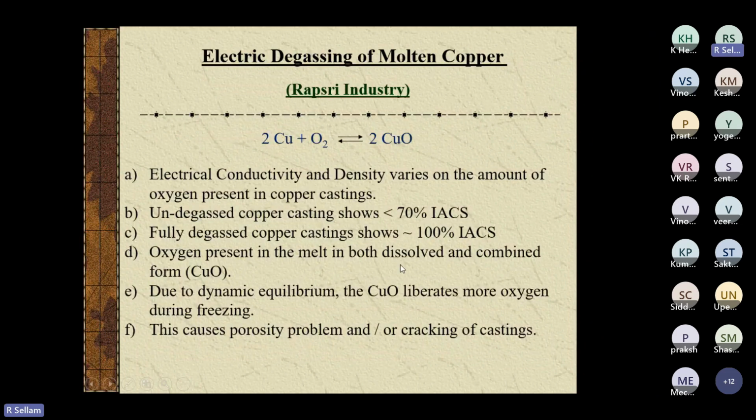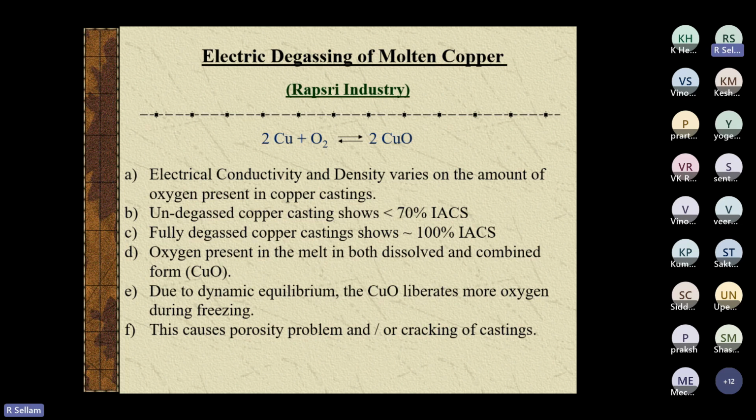Oxygen is present in the melt in both dissolved and combined form, as I mentioned here. Due to dynamic equilibrium, copper liberates more oxygen during freezing. Whatever copper oxide there is, during freezing some part of the oxygen is removed. Suppose the melting point is 1078. So at 1100 degrees centigrade, the free oxygen available in the melt comes out. It will go further as the temperature increases.